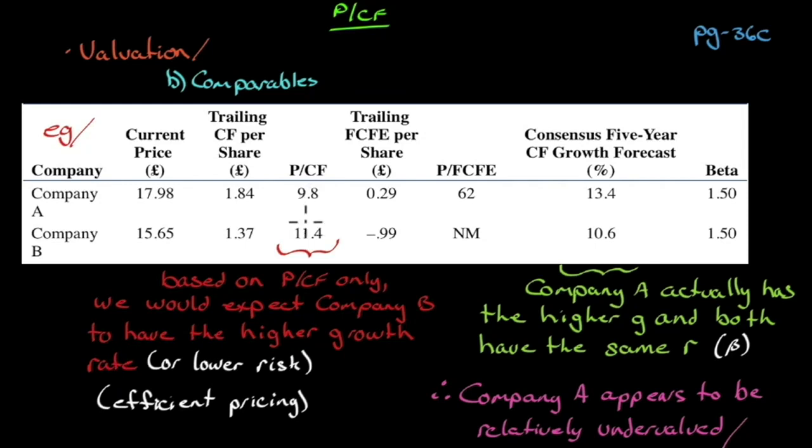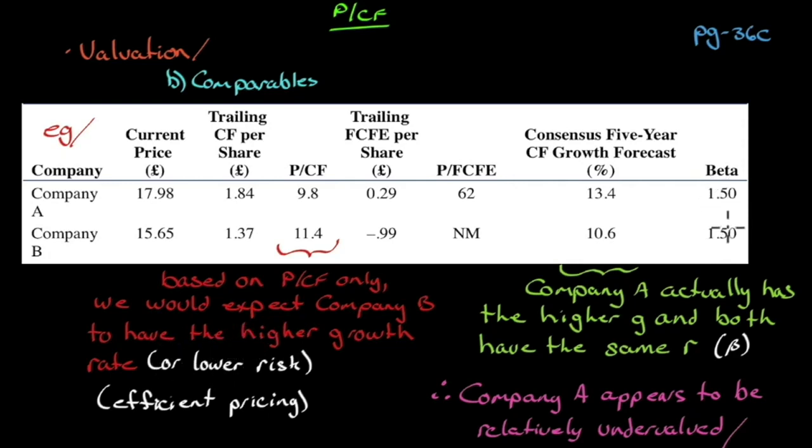So if they're both efficiently priced, and the price to cash flow for A is 9.8 and this is 11.4, to justify a higher price to cash flow, it must have a higher growth rate or lower risk if we assume efficient pricing. Let's keep going. Let's look at our consensus growth forecast to see if that holds. We have a trailing free cash flow to equity per share, by the way, and our price to free cash flow to equity, we priced it out another way. And then we have our consensus 5-year cash flow forecast and our beta, which is a measure of risk. So beta is the same. So over here I said that company B should have the higher growth rate or the lower risk.